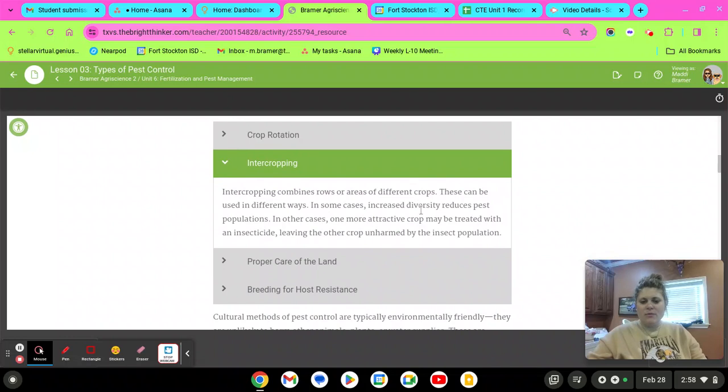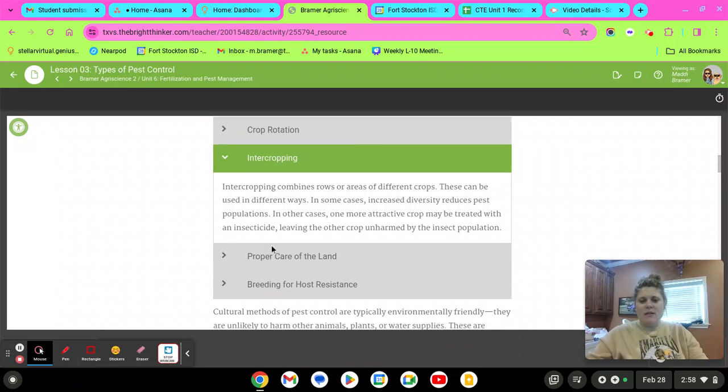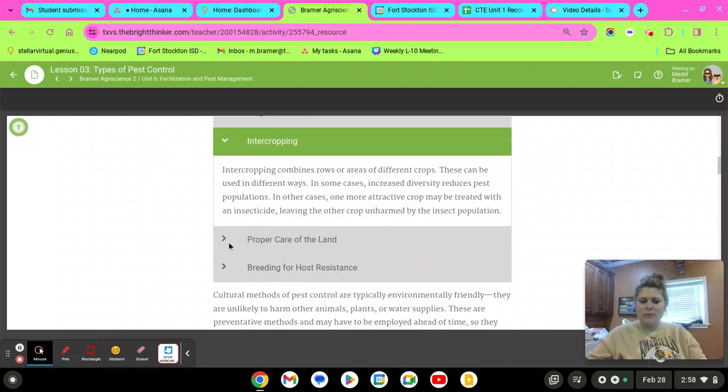Intercropping. That's where you do two different crops in the same plot. It can be used different ways. One crop you may be planting to serve as an insecticide, and the other, or one of them, you may be planting as like a sacrificial crop. So maybe you're planting a cheap corn variety and you're hoping all the pests will go to that one and leave your other crop alone.